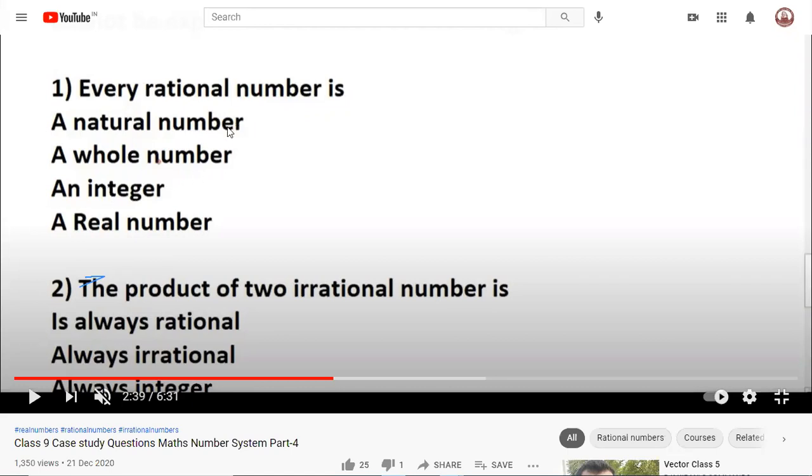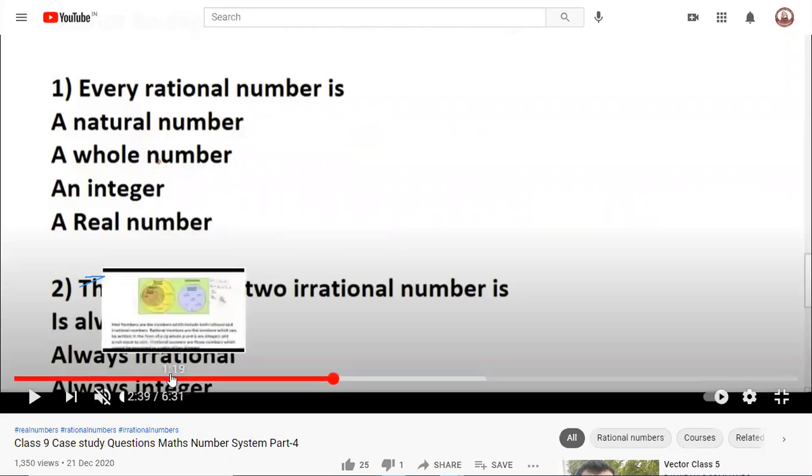You can check this in your notebook, we must have written the note. Every integer is a rational number, but every rational number is not an integer. Like if I write 1 by 2, 1 by 2 means 0.5. So 1 by 2 is a rational number, but 0.5 is not an integer. So who will tell me the answer? Yes, Dhare. Ma'am, real number. Yes, it is a real number. Every rational number is a real number. That we have just discussed, beta.